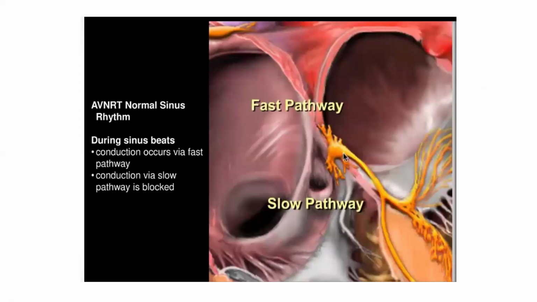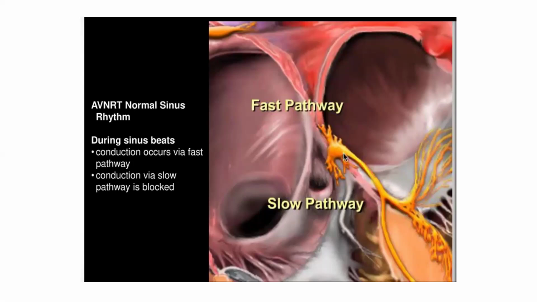Now, a typical AVNRT will use the slow-fast pathway. So it simply means that if it's going to conduct retrogradely, it is going to use the fast pathway. If it's going to conduct electrical activity antegradely, it's going to use the slow pathway. So in that condition, the P wave will be almost embedded in the QRS complex. So that is the typical form of AVNRT, and that's why they will have a short RP interval.